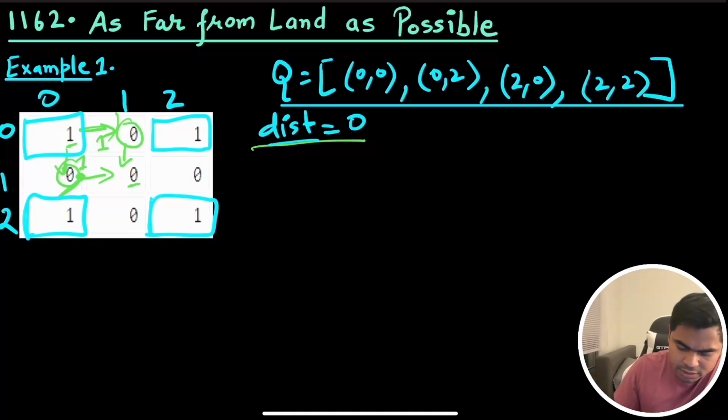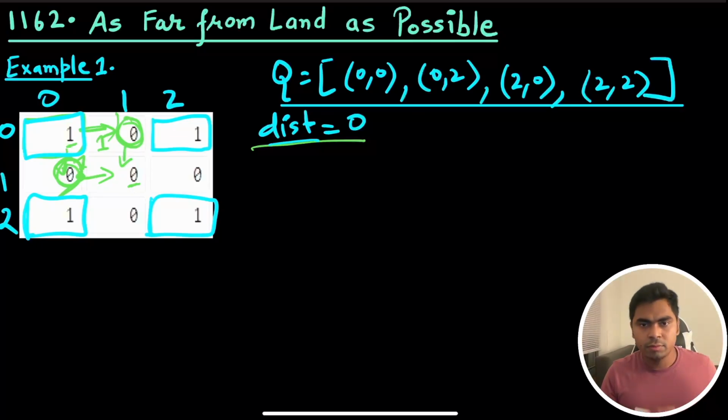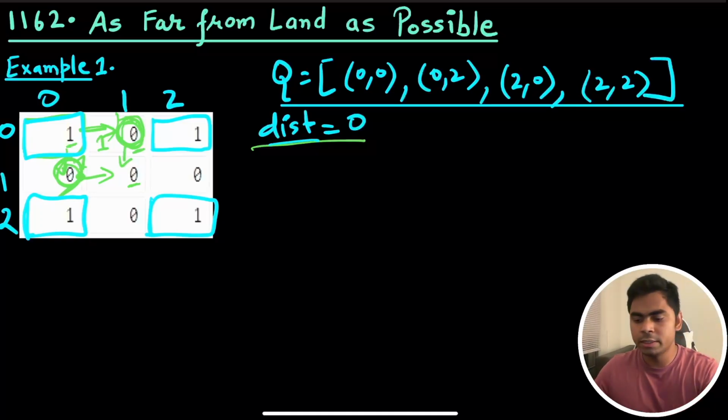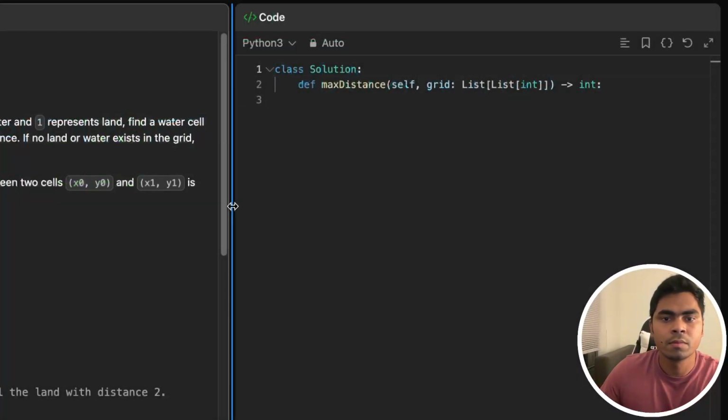Then you can have the visited set, where after visiting all of these land cells, you're going to mark them visited. But then once you're done visiting these water bodies, you will also mark them visited and increment the distance. So I'm not going to write the pseudocode. Let's just directly jump into the code right here. It will be simple.